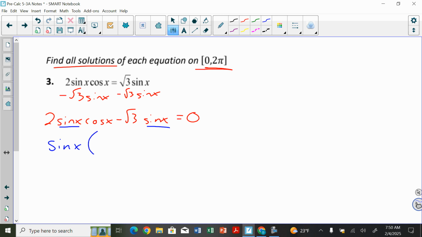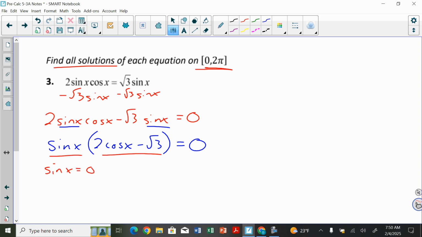And now I've got 2 cosine x in that first term. And then I have minus the square root of 3 in the second term. So I'm just doing some factoring out the sine x. And now I've got to take both terms and set them equal to 0. So this part here, sine of x equals 0.